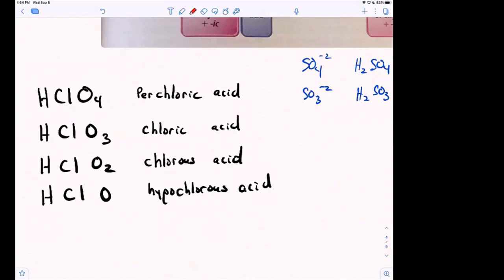But you might see some things, perchlorates, they're used in cheap fireworks. They're explosive. And I already mentioned bleach is sodium hypochlorite. So I use bleach all the time.